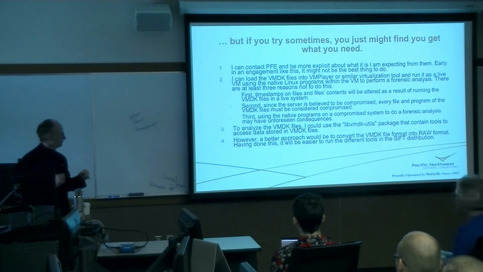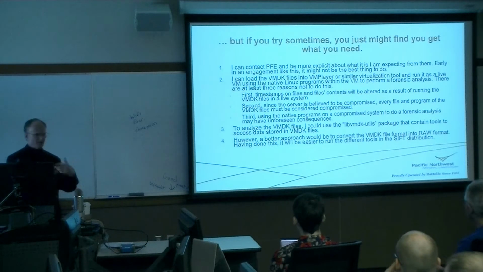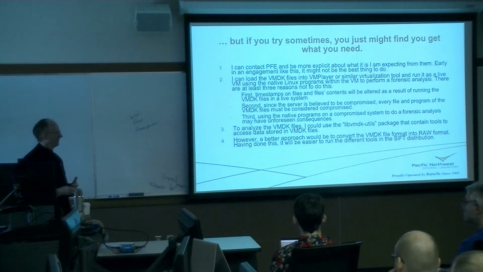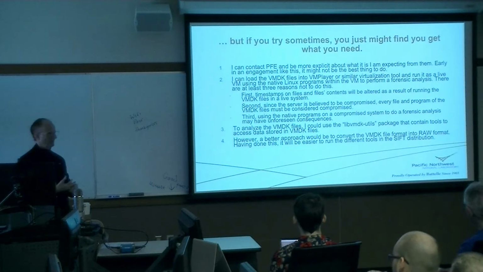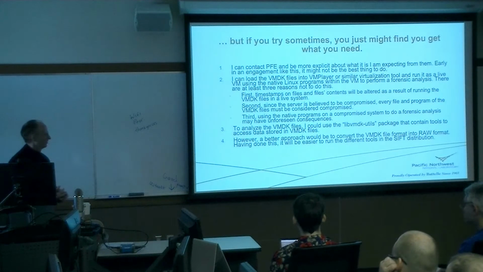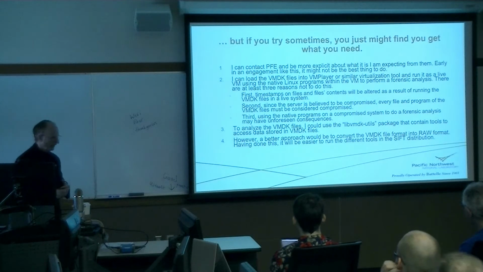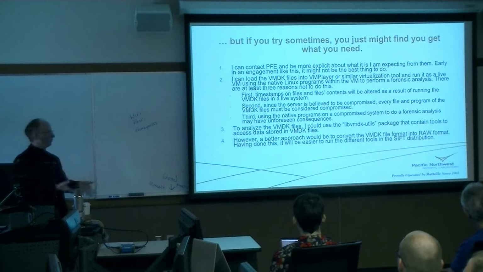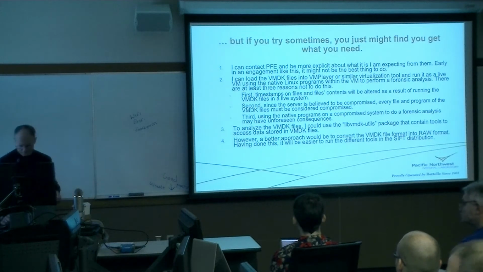Possibility number 3. There's a set of utilities that you can use to access stuff inside a VMDK. But that's another level of indirection, and I'm not a very good typist, so that means more typing, which leads to more errors. A better approach is door number 4 down there. I'm going to convert the VMDK into a raw file, a raw disk image. And then I can plug that into the SIFT workstation and analyze it from there.